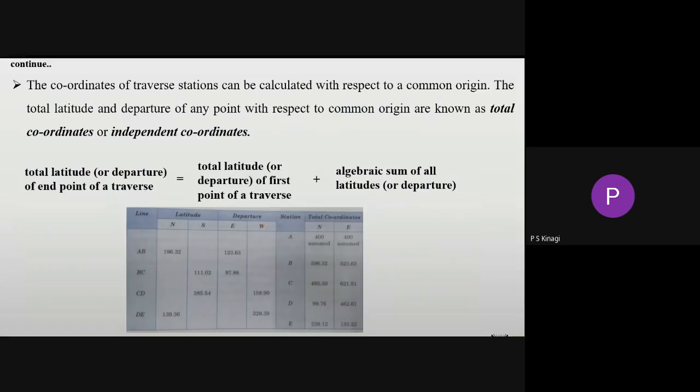Coming to one more, it is independent coordinates or total coordinates. Here, the coordinates of the traverse stations can be calculated with respect to one common origin. The total latitude and departure of any point with respect to a common origin is known as total coordinates or independent coordinates. The following is our formula for calculation of the independent coordinates value.